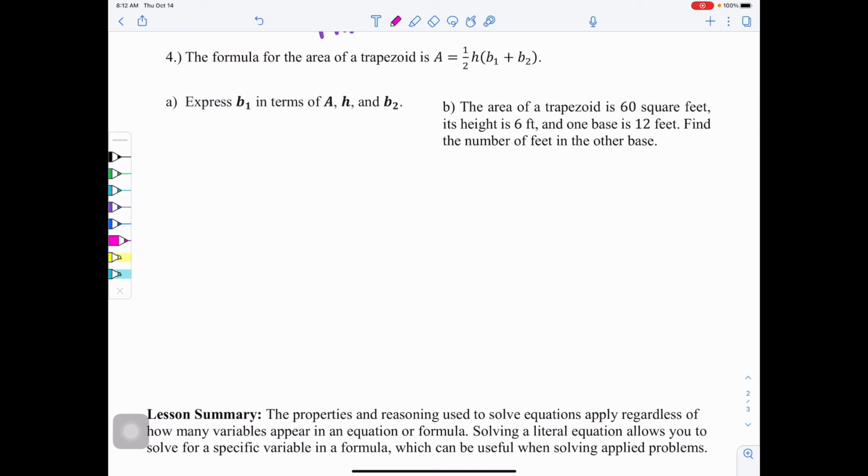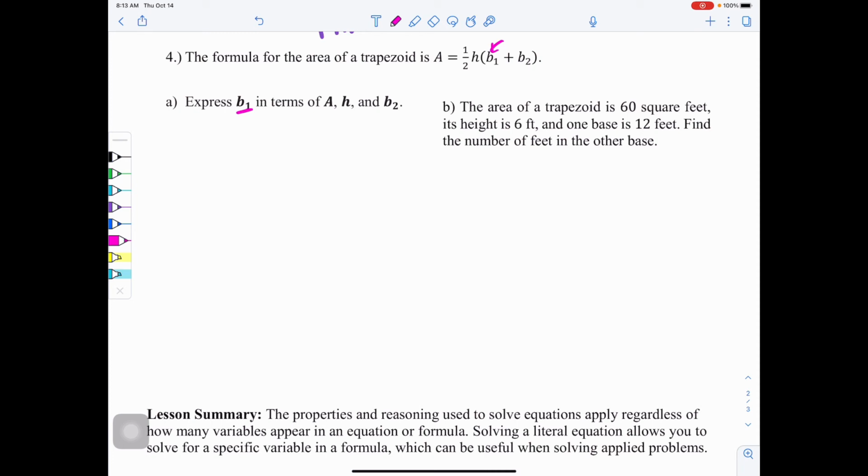The first thing they'd like us to do on the left here in part A is to express B1. So that means this is what we're solving for. That's what we're isolating. And it says in terms of A, H, and B2. So what that means is we're going to have B1 all by itself, and the answer is going to have all of these other letters, A, H, and B2, as part of the answer. So that's what it means when it says express B1 in terms of A, H, and B2.